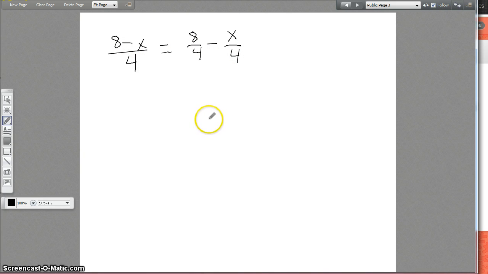Is there any simplifying we can do? Oh yes, 8 and 4, those are both multiples of 4. 8/4 is actually 2, and then minus x over 4. So we have written 8 minus x over 4 as the difference of an integer and a fraction, 2 minus x over 4.